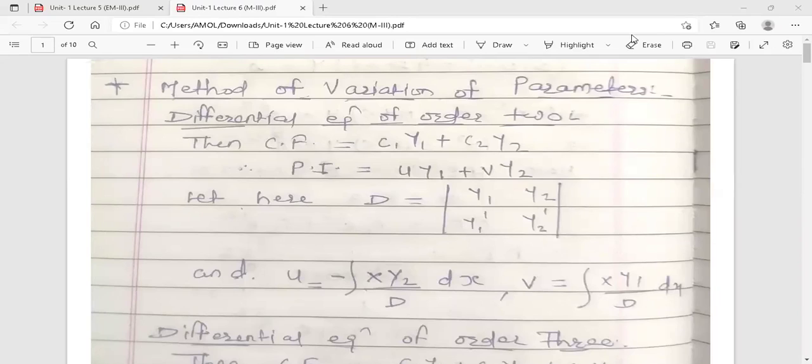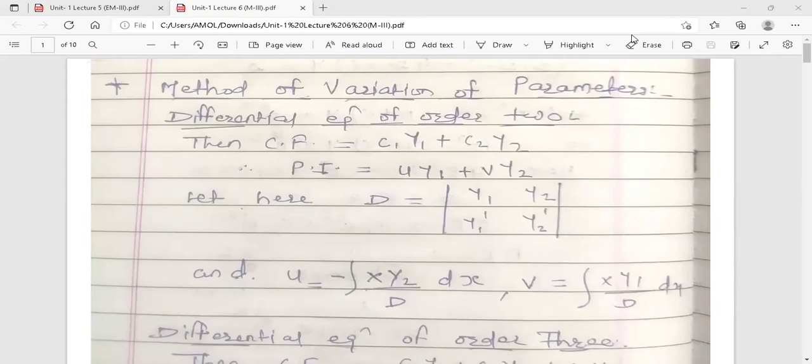Today's topic is the method of variation of parameters, means VP method. This method is used to find the particular integral. This is the third method to find the particular integral. Already we have discussed two methods, the first one general method and the second one shortcut method to find PI, particular integral, means the remaining half solution of LDE. Now the third method is the method of variation of parameters.